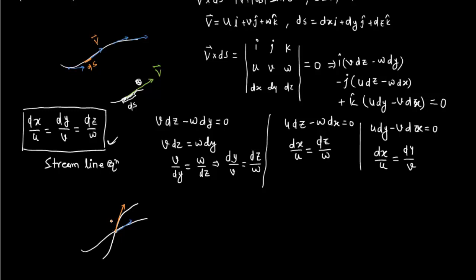So two streamlines will never intersect each other. You have to remember all these things, that is, two streamlines will never intersect each other. I think the point is clear. Now next we will try to understand the path line concept. So second we are saying path line.